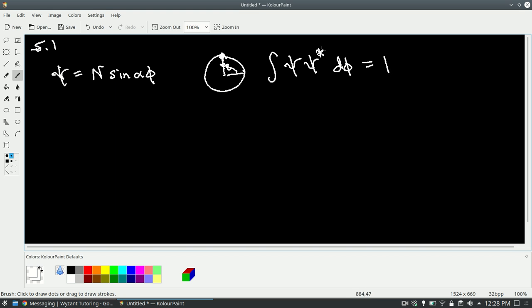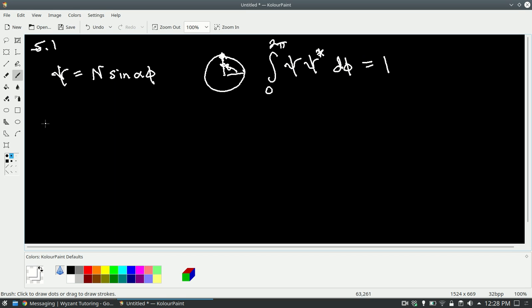So this conjugate just means if there is an imaginary number, an i inside the psi, we'll just change the sign of the i and then copy down the rest of the function. So it's the same thing as this with the i signs changed, but here there is no i, so we don't have to worry about that. Now, what are the limits of integration here? It's all over this entire circle. So that means phi goes from 0 to 2 pi.